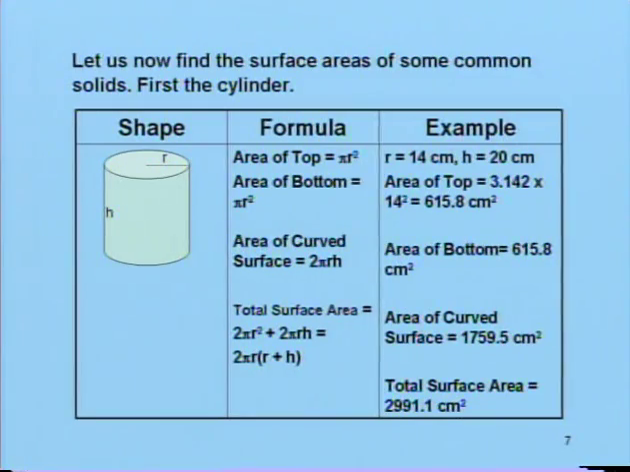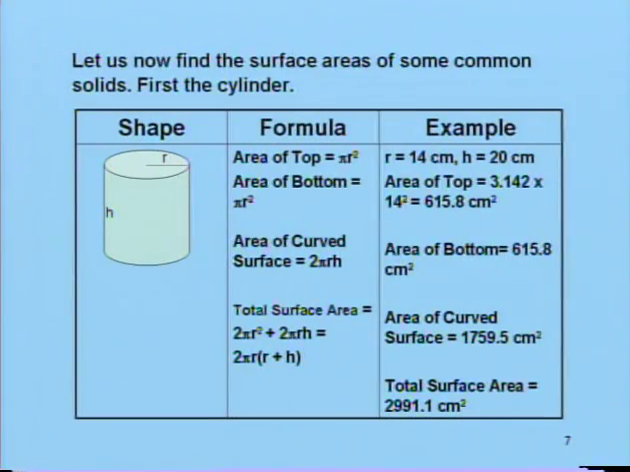Let's see how an example will work out. We are given that r is equal to 14 centimeters, h is equal to 20 centimeters. We can now find the area of the top. The area of the top is equal to 3.142 times 14 squared. When that is worked out, we have 615.8 centimeters squared. The area of the top is the same as the area of the bottom. So the area of the bottom is 615.8 cm square also.